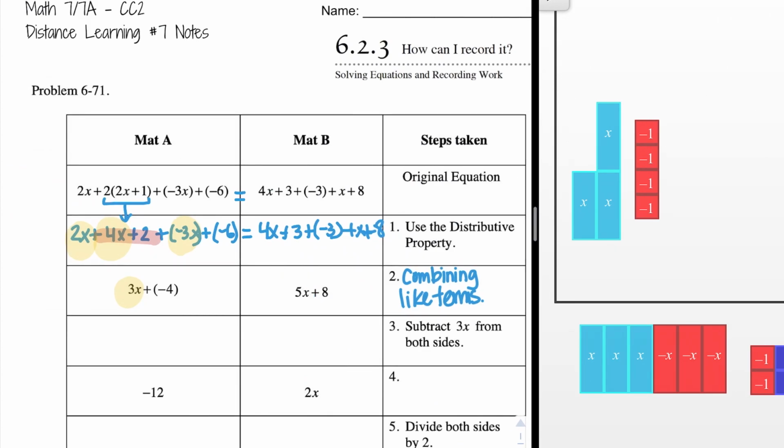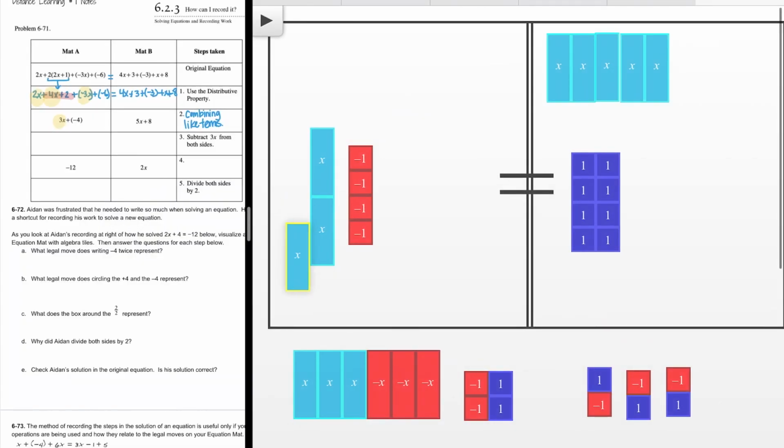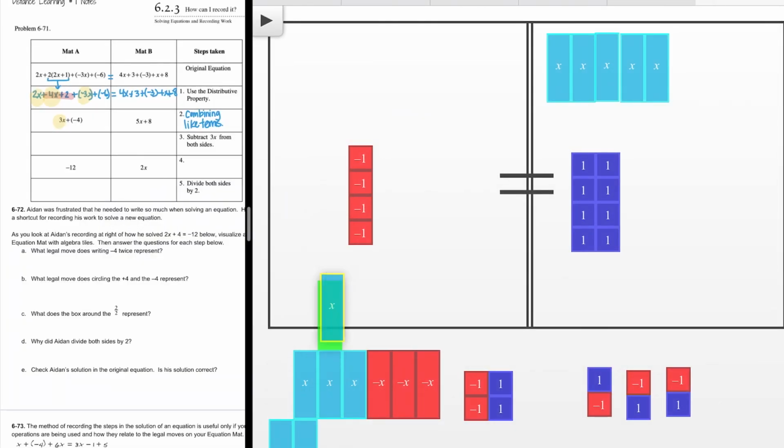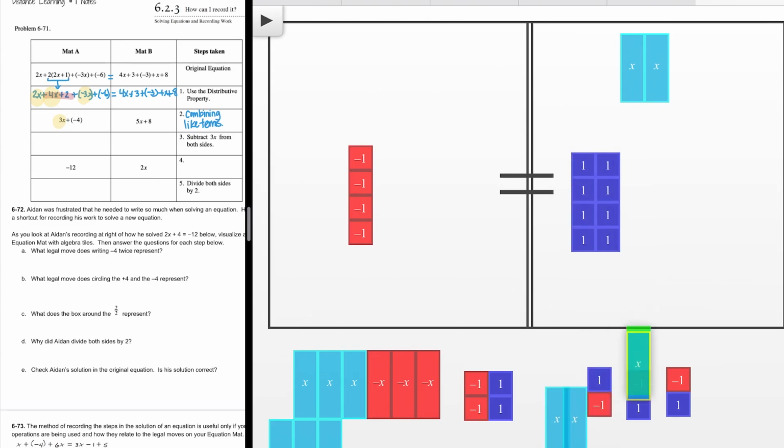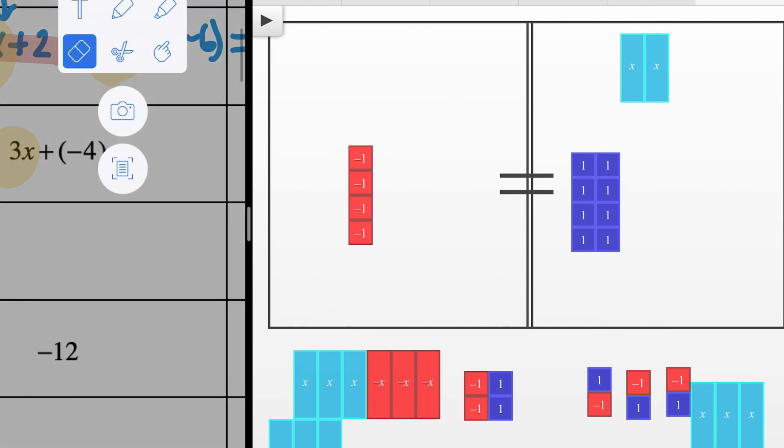And let me erase this. Okay, it says to subtract 3x from both sides. So let's go ahead and do that on our screen. 1, 2, 3x is taken away. 1, 2, and 3x is taken away. I'll put it on this side. Okay, now we're left with 4 negative 1, so I'm going to write that in.